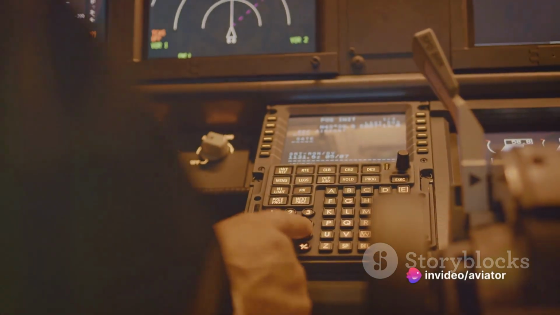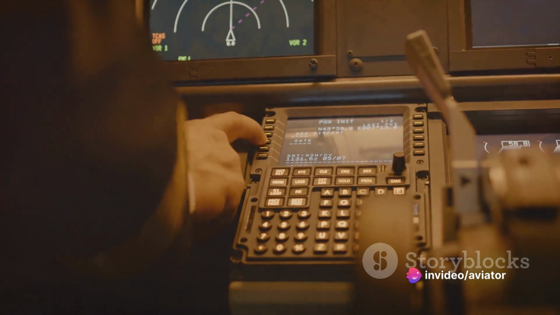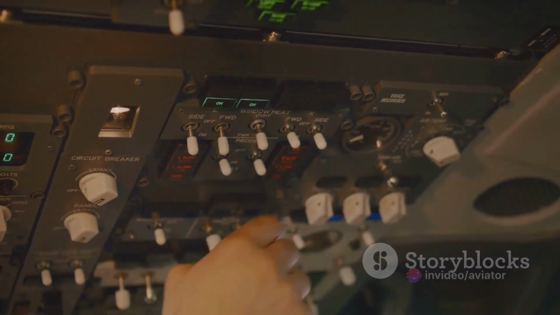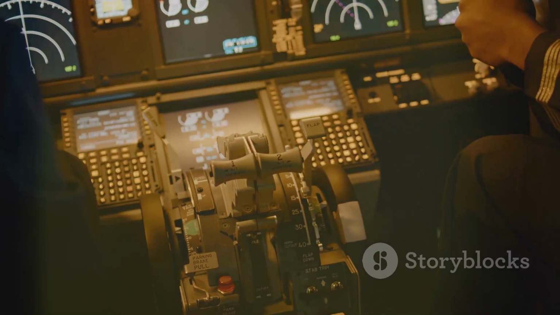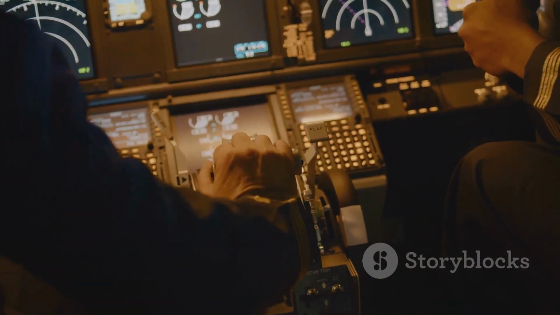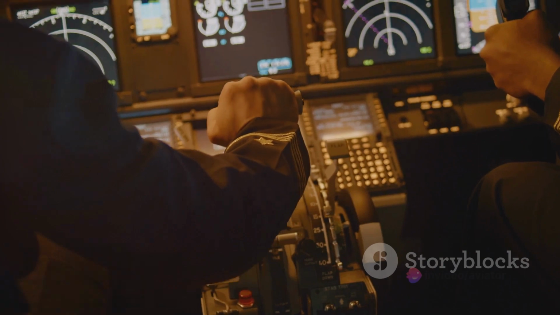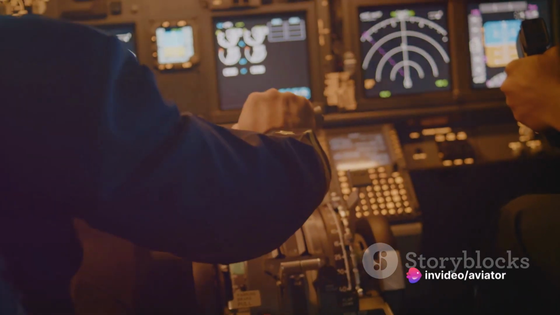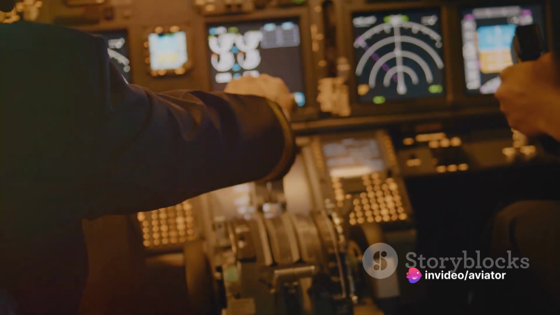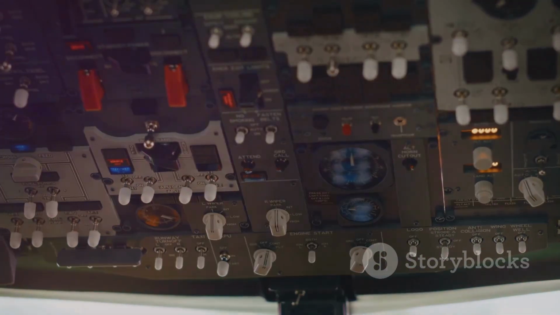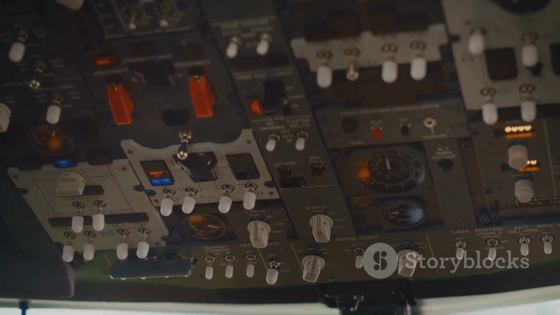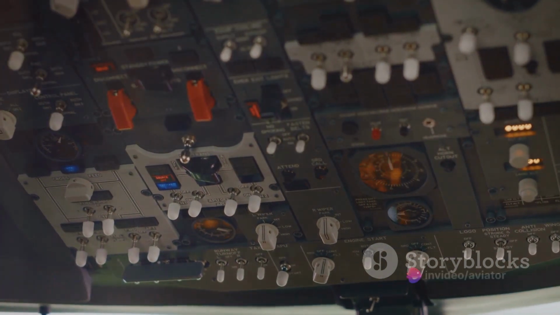Among these controls, you'll find the primary ones that pilots use to maneuver the aircraft: the control yoke or column and the rudder pedals. Let's start with the control yoke or column. It's similar to the steering wheel in your car, but it controls more than just left and right. When the pilot turns the yoke, it activates the ailerons on the wings. These are hinged sections that move in opposite directions. When one goes up, the other goes down. This causes the airplane to roll, tilting the wings and allowing the plane to turn.